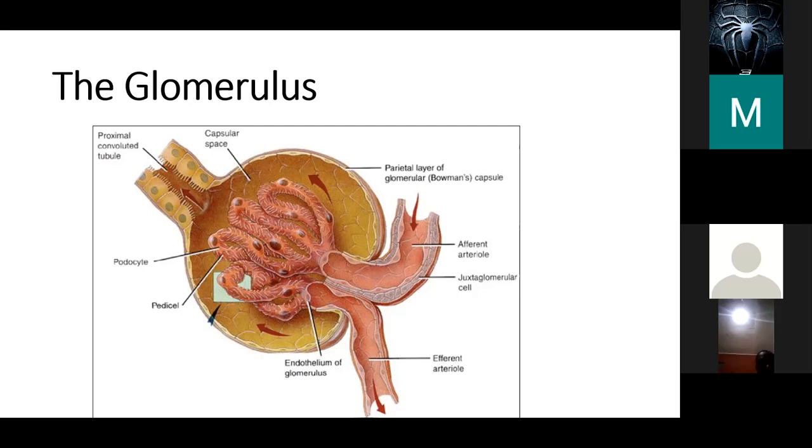What this means is that the water comes in at a high pressure, but because the exit is very small, there will be a lot of pressure built up in the glomerulus. And this is what leads to the ultrafiltration, whereby the blood is filtered and then the waste substances come out in the Bowman's capsule to form the urine.